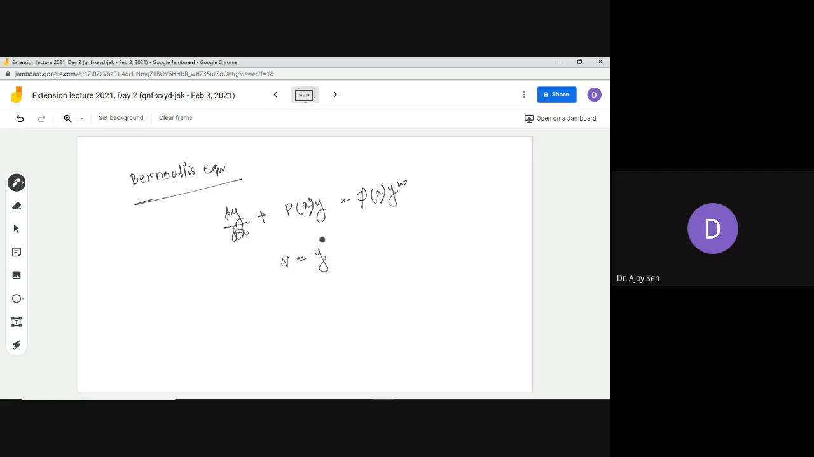If you take v equals y to the power 1 minus n, with this kind of substitution, you can check. The first point I have to mention is that this is a non-linear equation, because the power y to the power n is involved. But this substitution is very powerful, and it can reduce these equations to linear equations of this form: dv/dx plus p1(x) v equals q1(x).